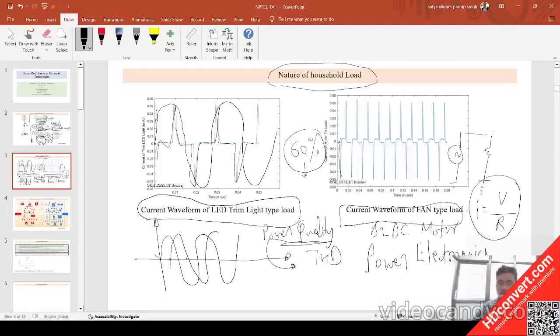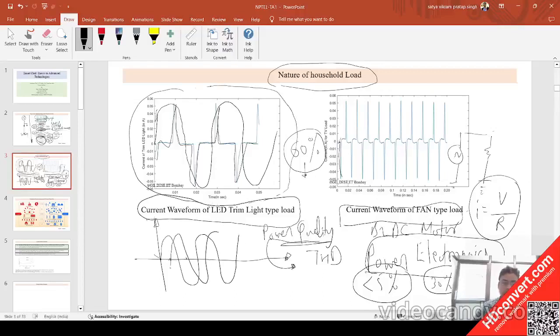So this means that the current waveform you consume was initially at less than 5% THD level, but due to power electronic converter based loads like trim lights and fans, it has increased up to 30%. So it is an issue. Why am I telling you all this? Because this is completely unacceptable. Why?